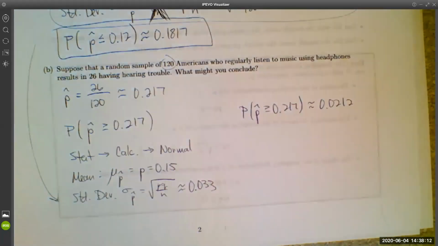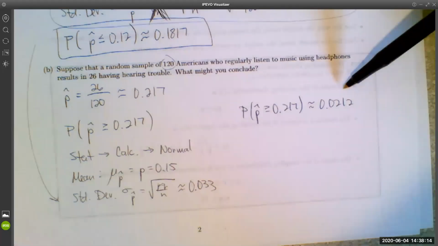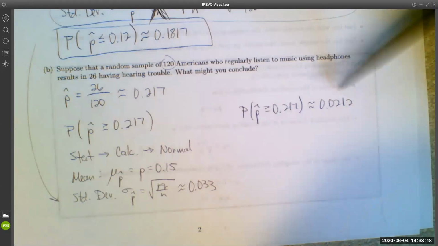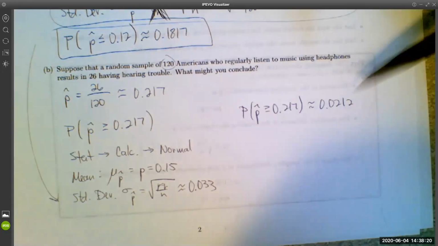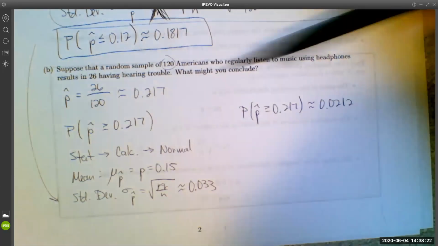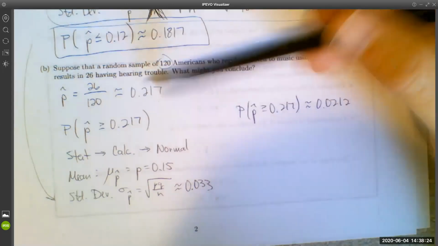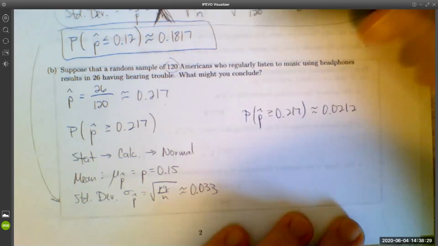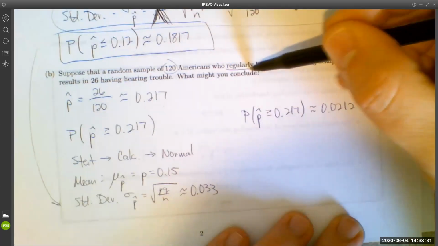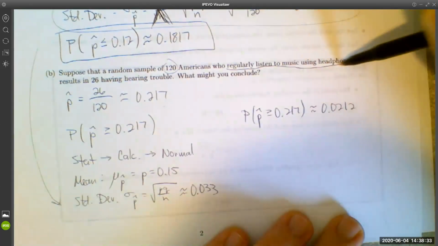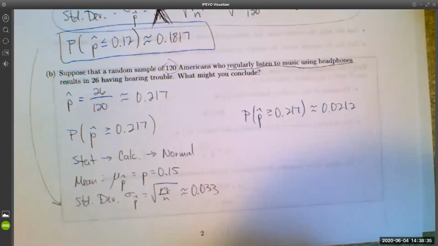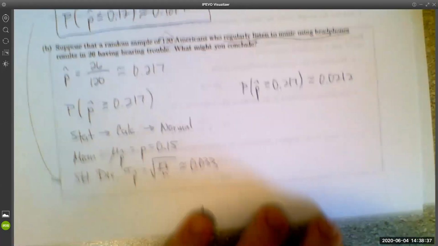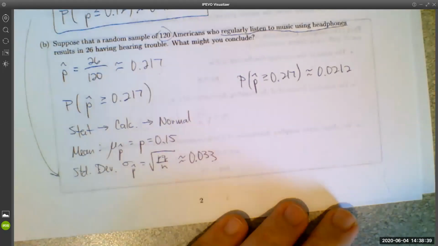In other words, there's only a 2% chance that we would have obtained a sample with a sample proportion of 21.7% unless there was something strange about the sample. And there was, right? This particular sample of people regularly listen to music using headphones. So what might we conclude?